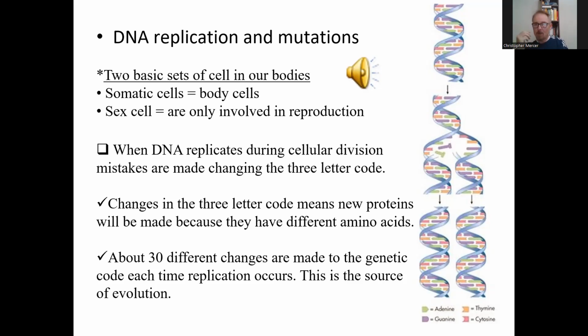Here's the deal. You've got a couple hundred rounds of replications. And each time your DNA divides to create new cells for your body, the DNA is going to create 30 or so, maybe up to 40 mistakes that weren't there before, genetic mutations that you can pass on to your own body.